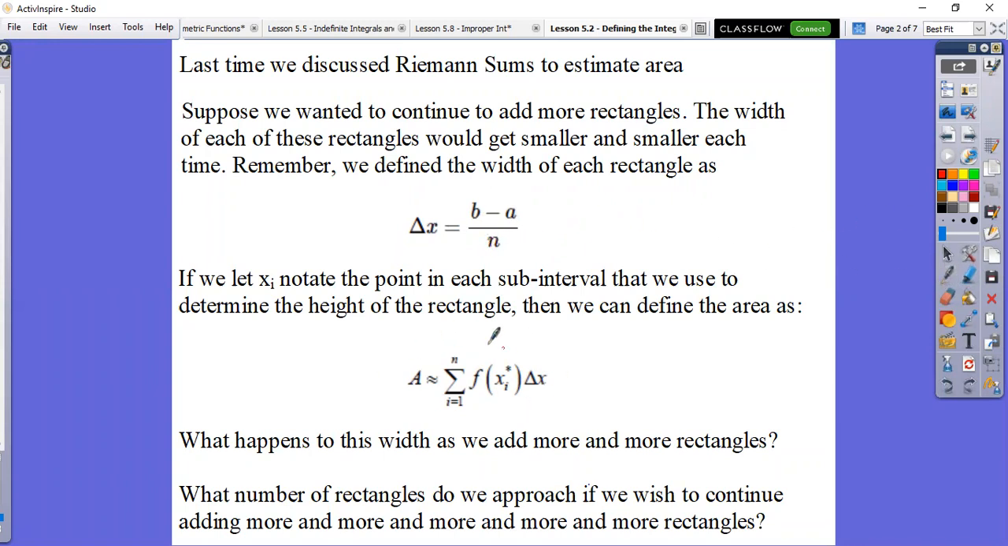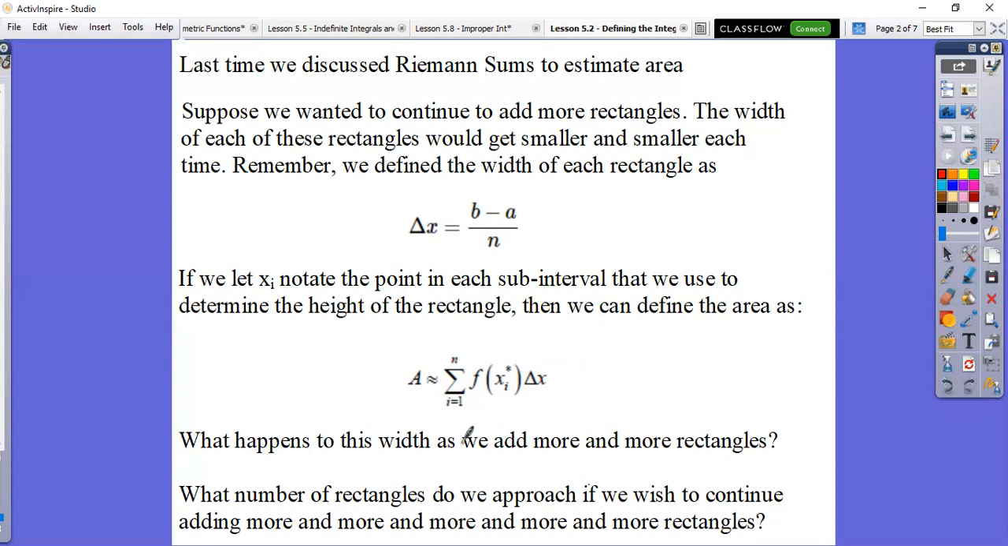So we can use this notation down here to generally describe the sum of all of those. This little sigma right here is summation notation. What it means is take the value of the function at one of the endpoints or the midpoint, multiply it by the width of the rectangle, and add up all of these from the first rectangle up to the nth rectangle, where n is the number of rectangles that we want to use.